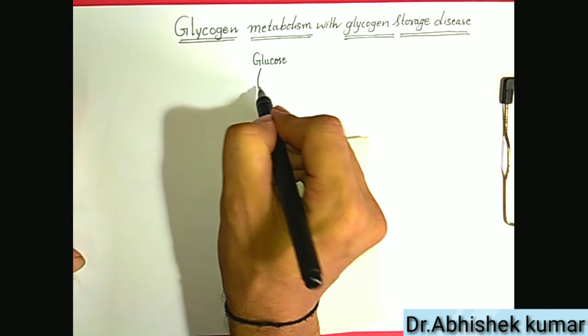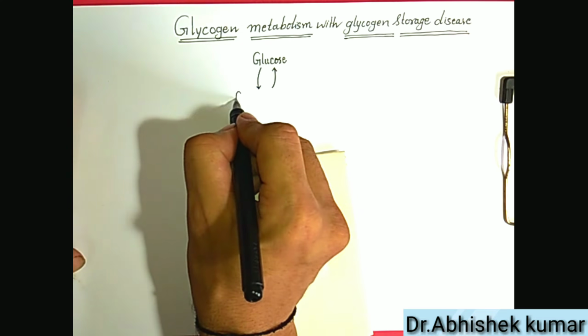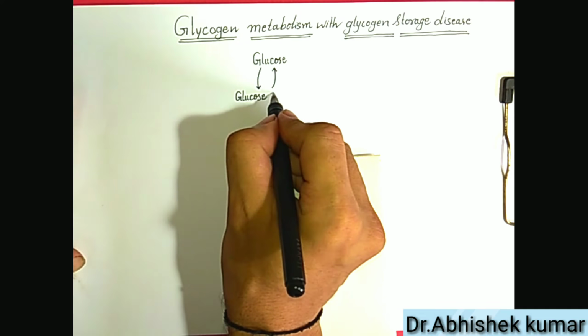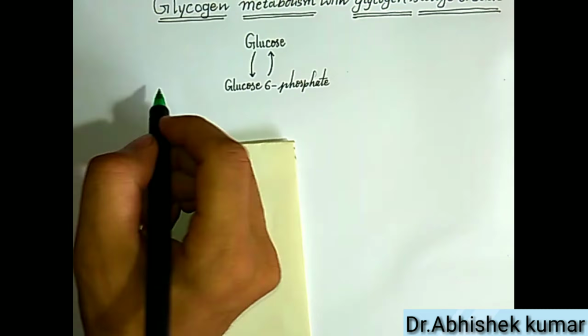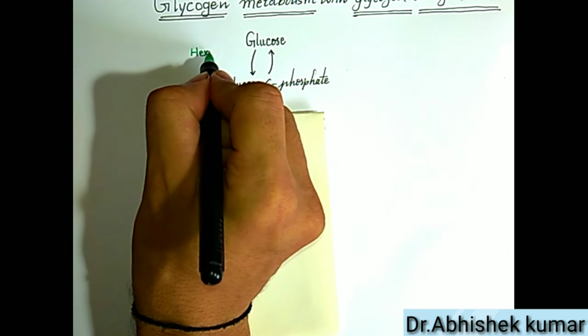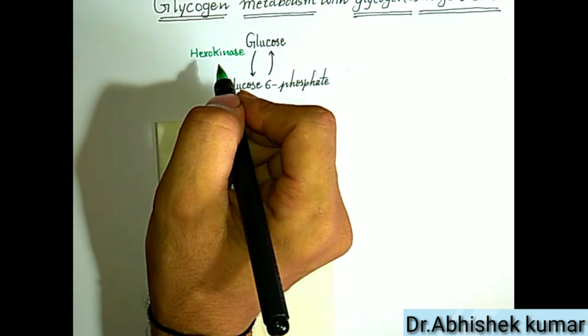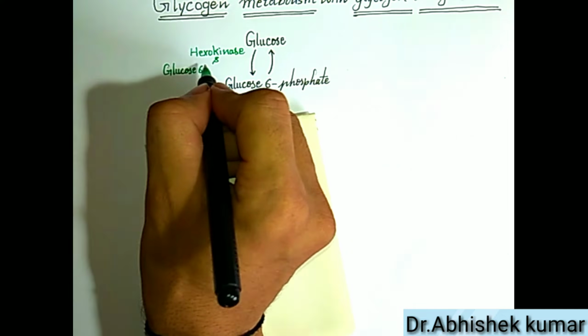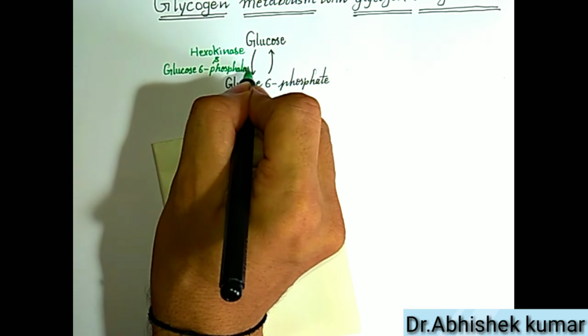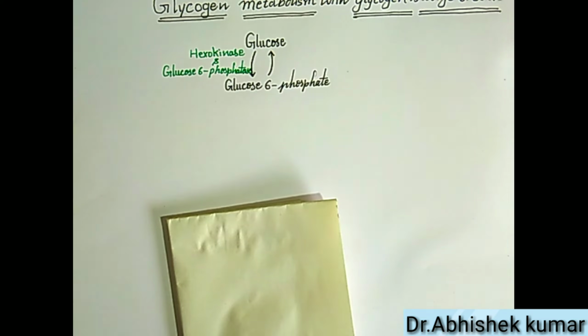Here glucose is converted to glucose 6-phosphate. This is a reversible reaction. Here the enzyme hexokinase is used, mainly present in muscle, and the enzyme glucose 6-phosphatase is present in liver and kidney.